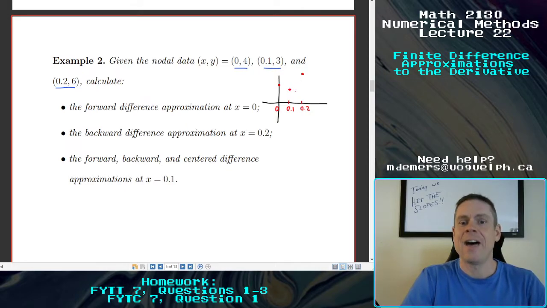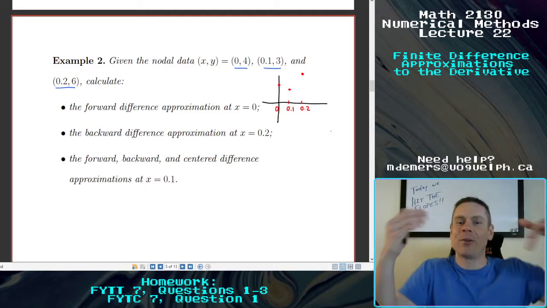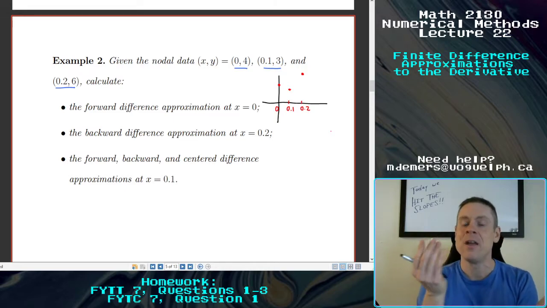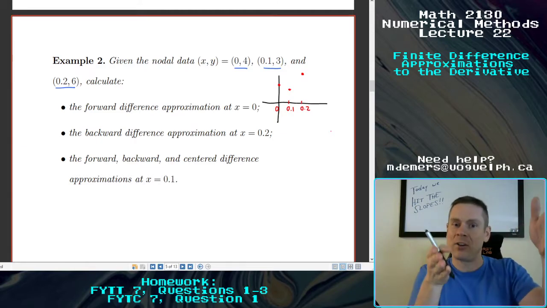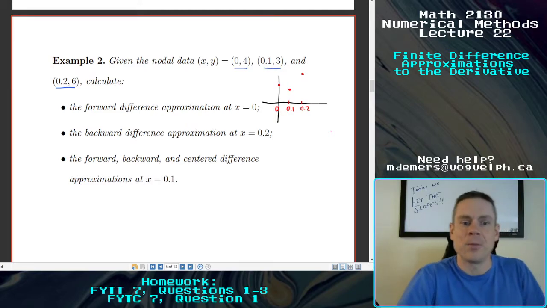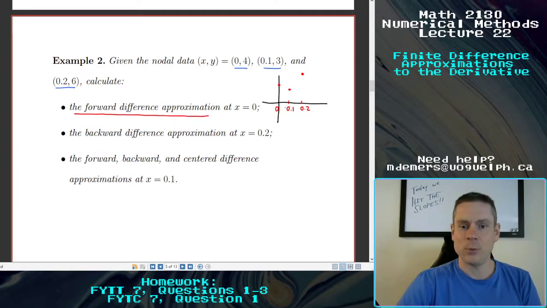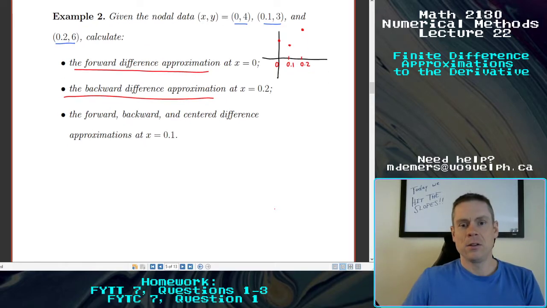This is the data that I have, and I'm asking you to estimate a derivative. You see what the issue is, right? I don't have the ability to take limits and all that kind of stuff. But what I can do is estimate a slope by using 2 consecutive pieces of information. And here's what we're going to do. We're going to calculate the forward difference approximation at x equals 0, the backward difference approximation at x equals 0.2, and all 3 of them at the middle node, 0.1. Okay, so let's do that. And we're going to see that it's not too bad.